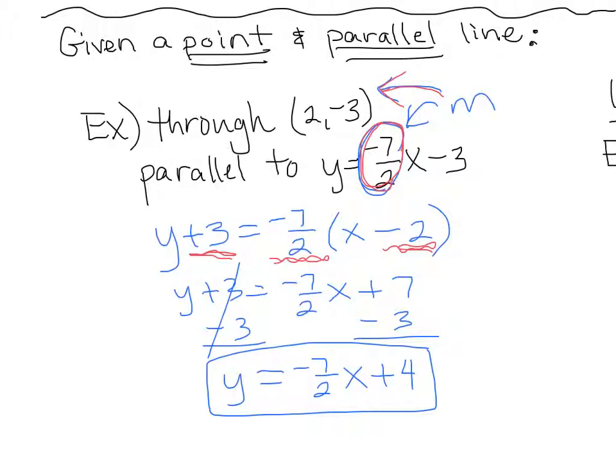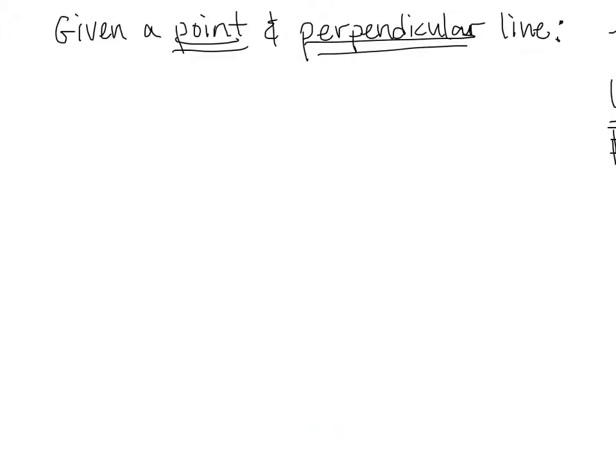Now let's look at our last scenario. If you are given a point and a perpendicular line equation, that's enough to write the equation of the other line. So let's talk about what it means to be perpendicular. Two lines are perpendicular if they meet at a 90-degree angle. You could spin that around, move it all over a graph, but if two lines meet at a 90-degree angle, they are perpendicular.